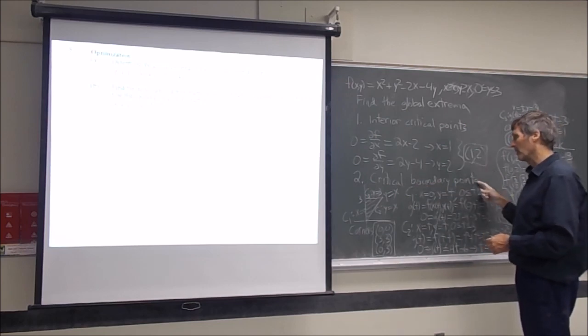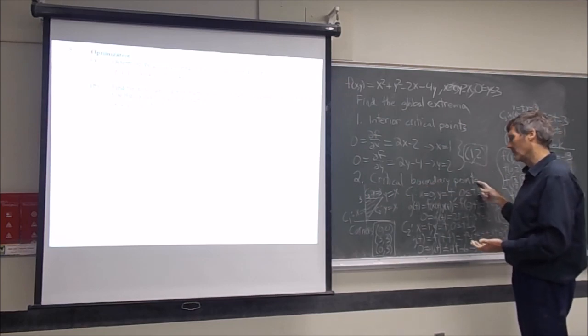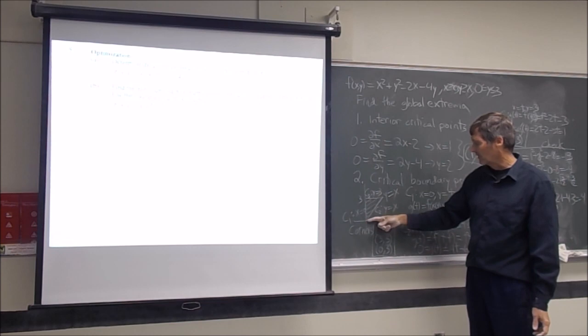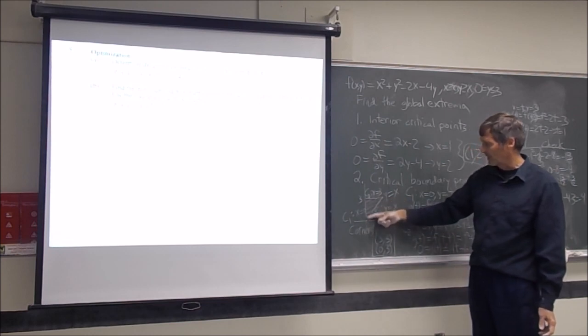Boundary critical points are long and tedious. I've told you it's a long problem. You can write each boundary parametrically. For instance, along C1, right here, x is equal to 0 and y equals t is a good way to parameterize this little line segment, t going from 0 to 3.